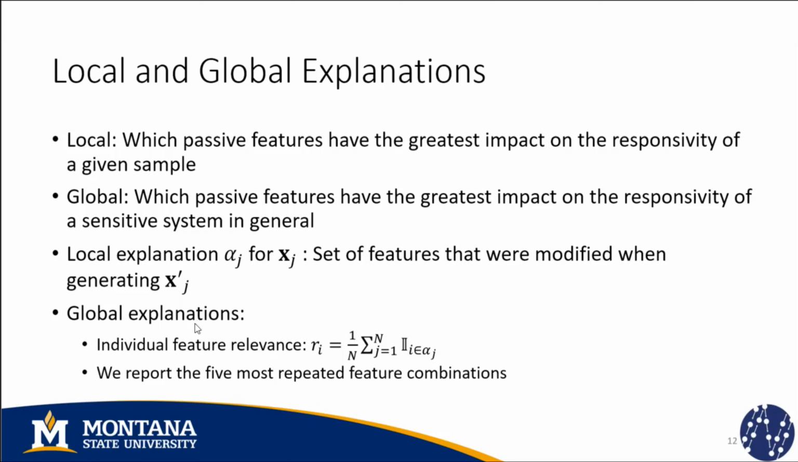The global explanation is twofold. First, we calculate the individual feature relevance, which is the ratio of times that a feature was modified during the counterfactual explanation generation process of all samples in the dataset. We also report the 5 most repeated feature combinations, and by doing so, we identify which features react together and which feature combinations are the most effective.